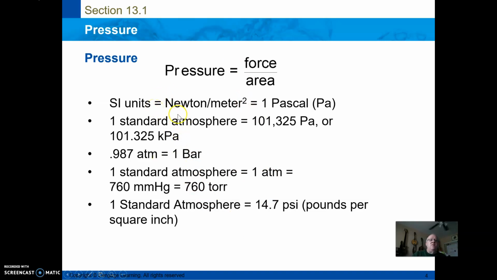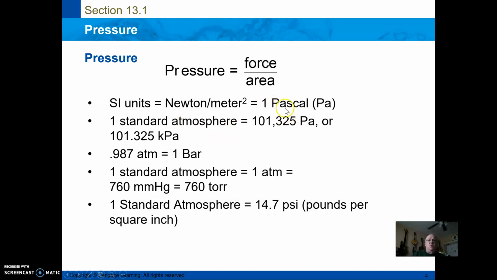So here are the different units. SI units, the standard units, are Newton per meter squared. It equals 1 Pascal. Pascal is very common when we're dealing with pressures. If you go into science dealing with gases or pressures, mechanics especially, mechanical engineering or materials science, physics, you name it.